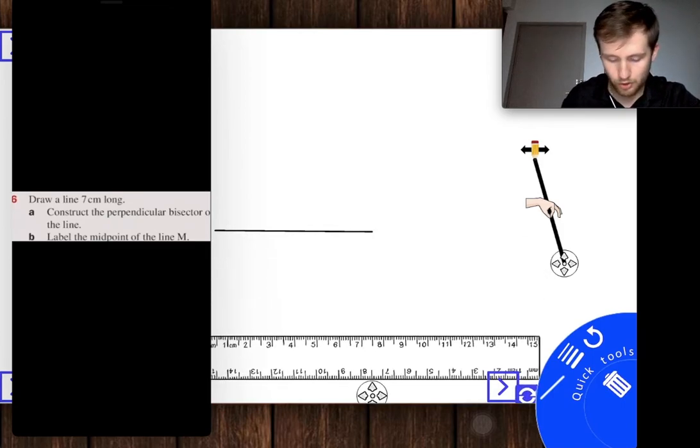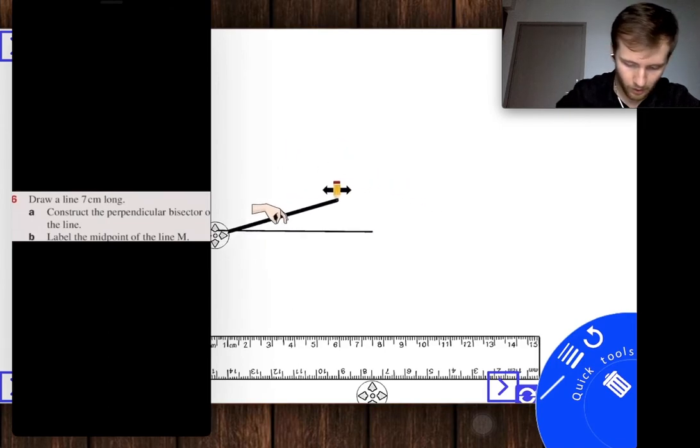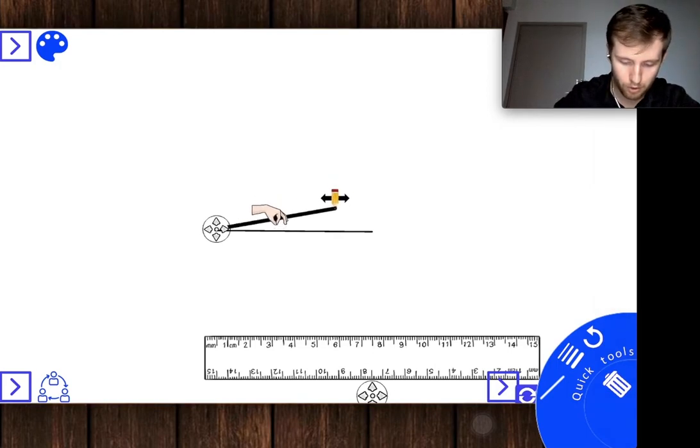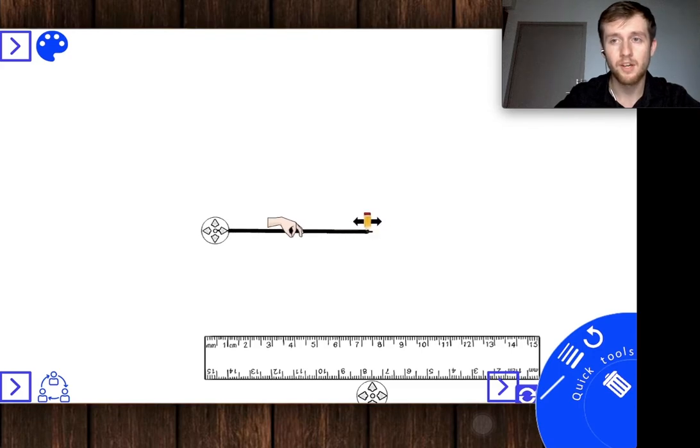This is more interesting. So to construct the perpendicular bisector, we have to use the compass. And on the compass, we have to measure it to be a little bit more than half of this line. It can actually be the same as the size of this line, but this way the arc is going to be a little bit long. So try to make it just a bit more than half.